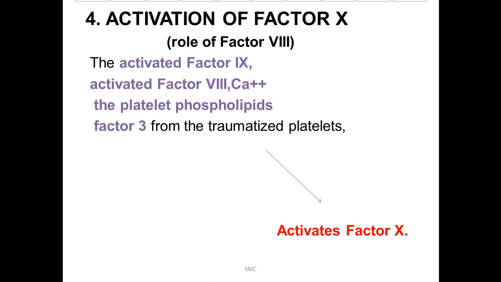And you know this factor X then activates prothrombin activator and results in conversion of prothrombin to thrombin, and this thrombin then results in the activation of fibrinogen into fibrin monomers, and then the formation of fibrin threads in the presence of fibrin stabilizing factor.